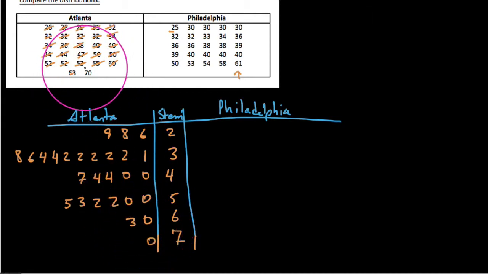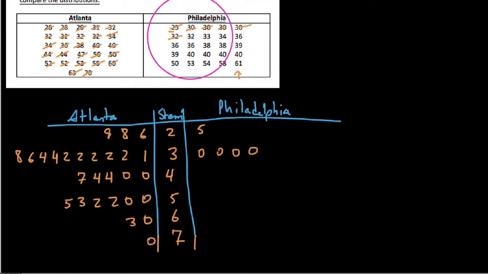Okay, so you can see that most of the data for Atlanta seems to lie in the 30s to 50s range, all in this chunk right here. How does this compare to Philadelphia? Well, the nice thing is, if we make a stem and leaf plot on this side now, we could compare them straight up. So we say 25, cross that off, so we get 30, 30, 30, 30. So get those out of the way.